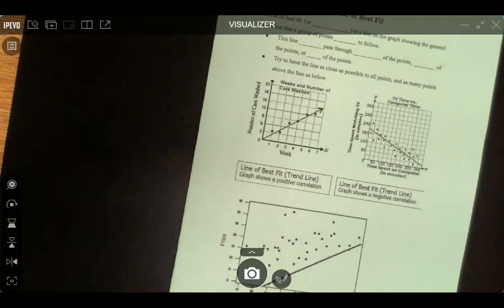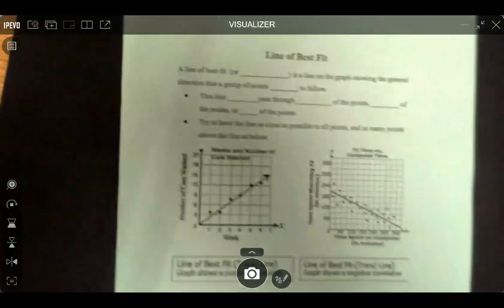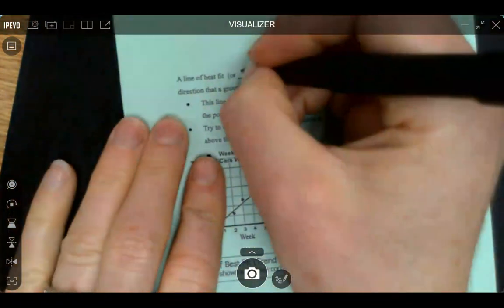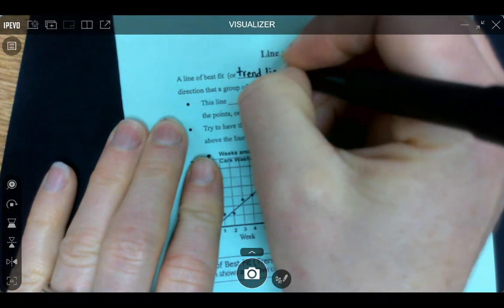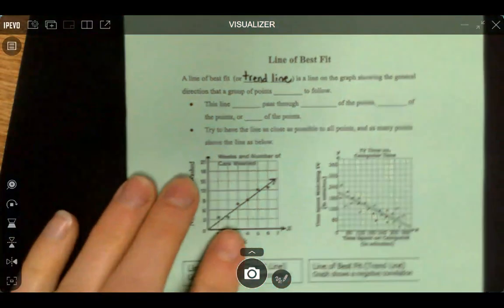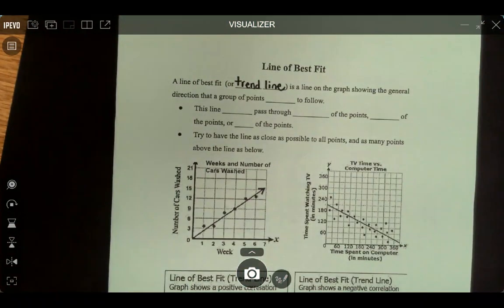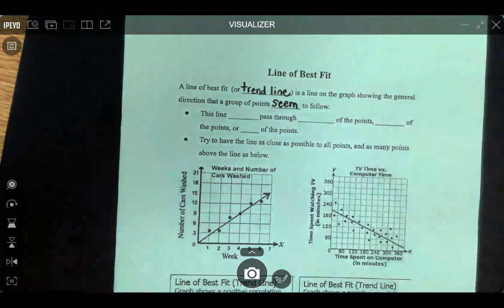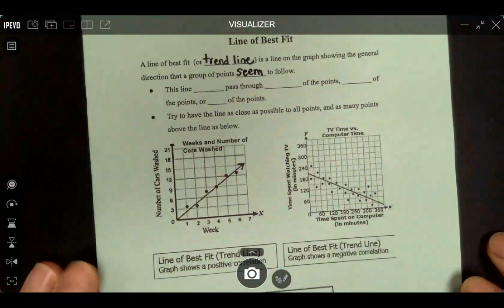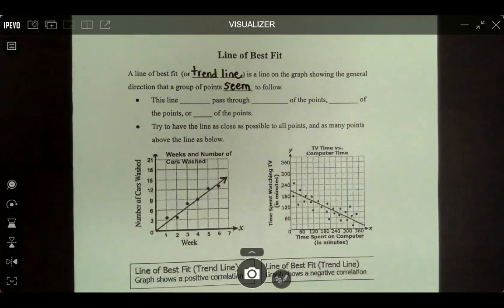We are looking at the line of best fit. So, a line of best fit or trend line is a line on the graph showing the general direction that a group of points seem to follow. It's kind of like an estimated line that goes over the scatter plot.